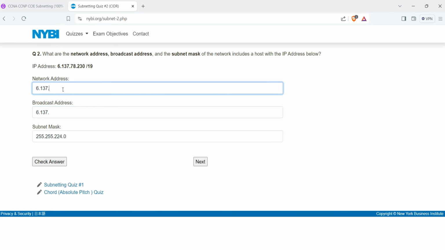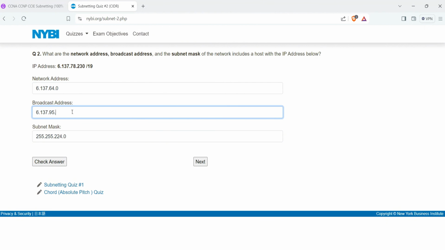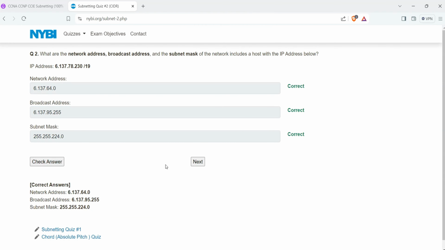And how do I get 78? Well, how did I get 224? 128, 64, 32. Jump start is 32. Where does 78 fall under? 0, 32, 64, 96. Between 64 and 96, 64.0 is the network ID. The next network is 96.0. So 95.255 is the broadcast. Check answer. There we go.